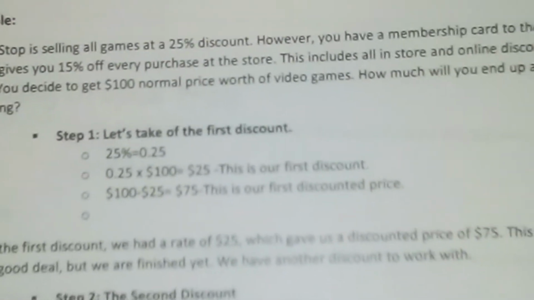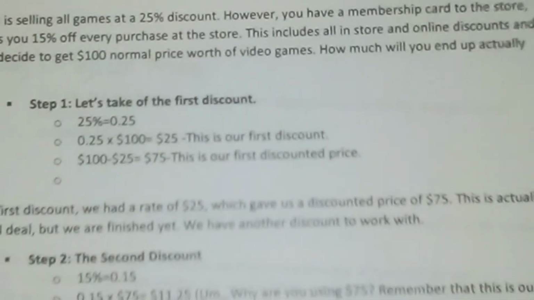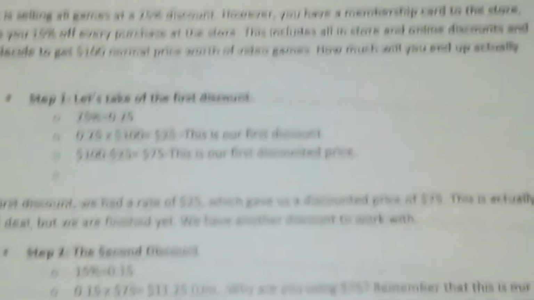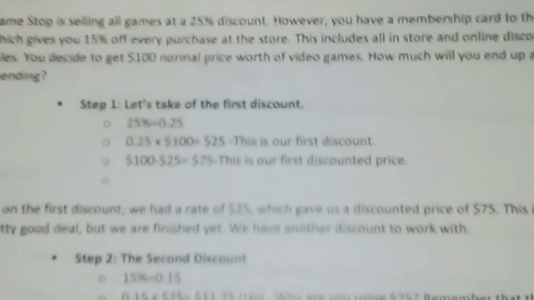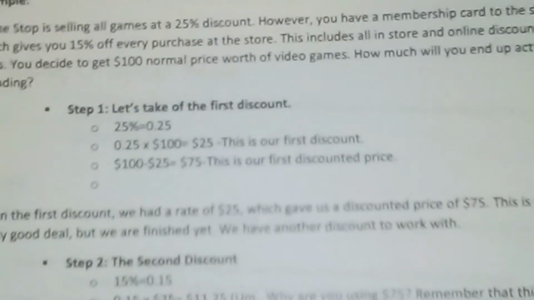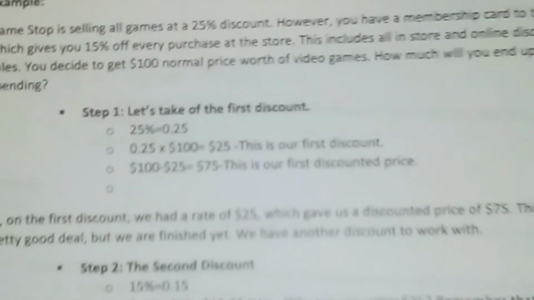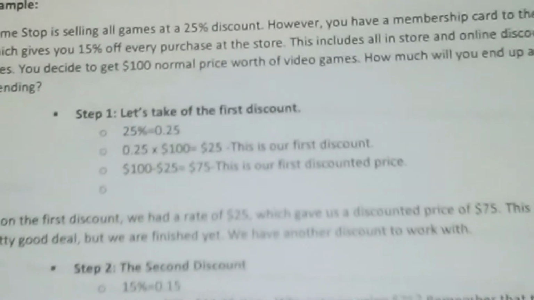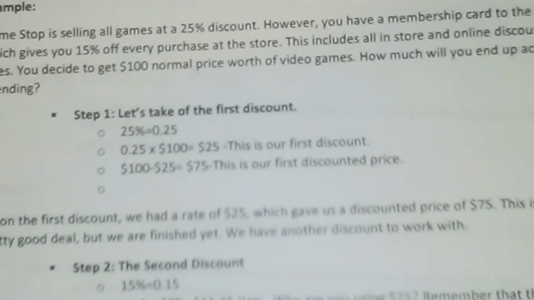So why am I using 75? Remember, this is the second discount of the problem. It's based on the first discounted price, not the original price. So the $100 we've already taken care of, so we are dealing with $75 now. So we are going to multiply 0.15 times $75 to get $11.25.